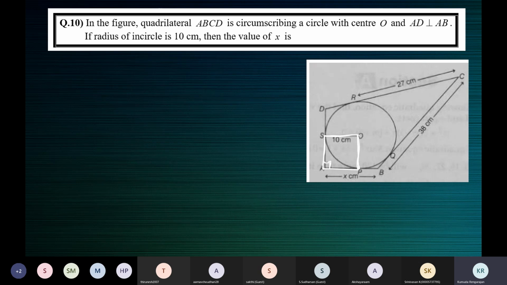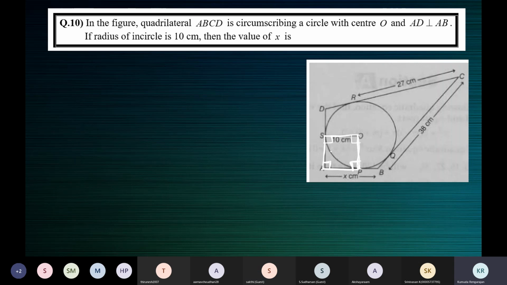This one is given to be 90. How much is this angle? How much is S? 90 degrees, ma'am. Why? Radius and tangent are perpendicular to each other. Correct. What about this angle? Why 90? Same reason. Radius and tangent are perpendicular to each other. So what will be the measure of this angle at O? 90 degrees, ma'am. So OSAP is a square.